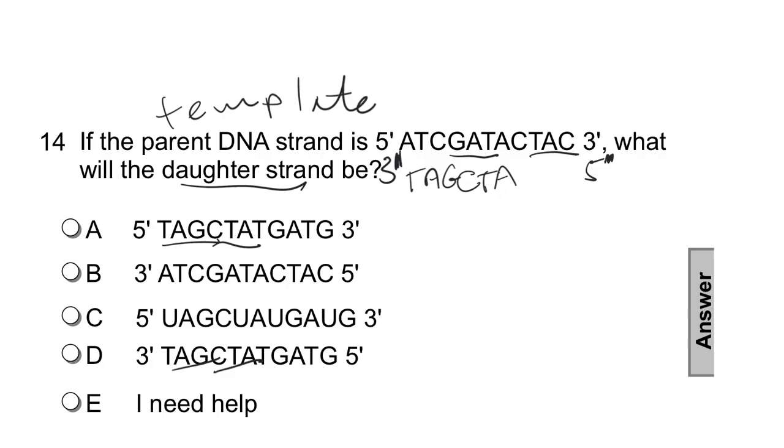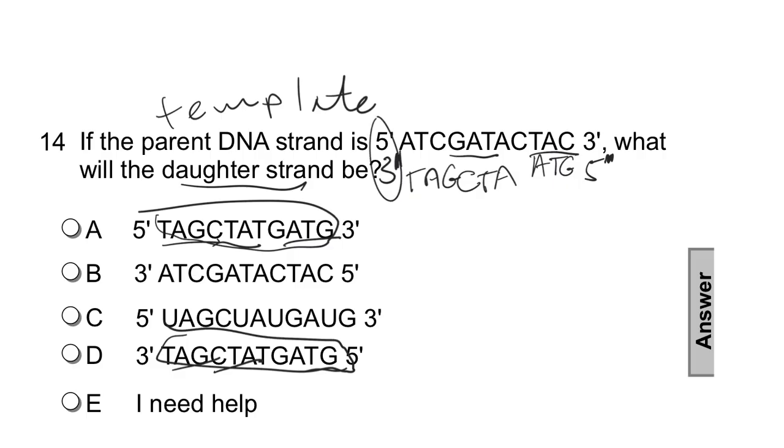T, A, T, G. So, ATG. Oh, that one works too. Oh, I see. These are the same. These are the same. So it has to be one of those two, but because it's anti-parallel, it has to start with 3 prime. So it's this one that's the right one because these are backwards.